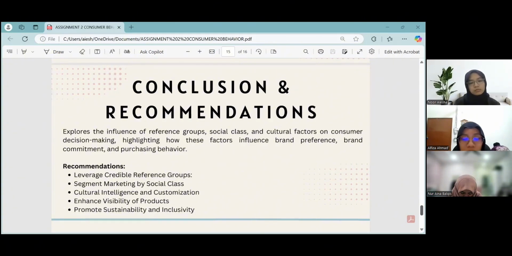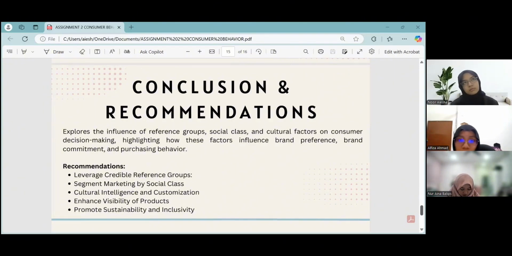Third is cultural intelligence and customization, so investing in cultural research and customizing marketing messages can foster stronger connections. Fourth is enhanced visibility of products. So marketers should enhance product visibility by emphasizing social status and aspirational values through visually impactful campaigns and endorsement, to appeal to consumers' desire for social validation.